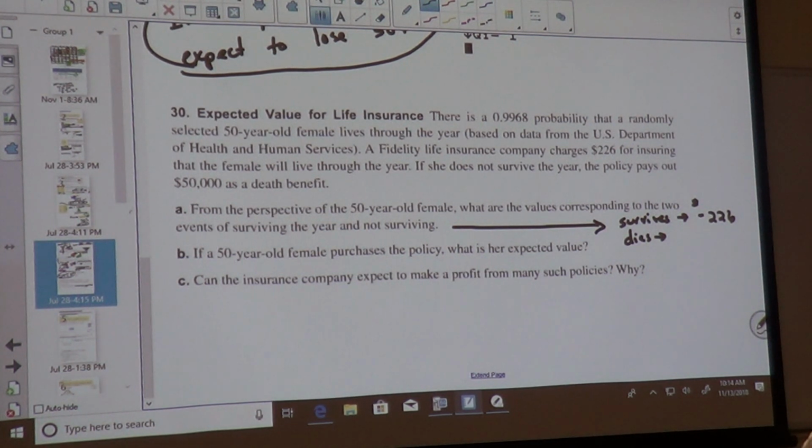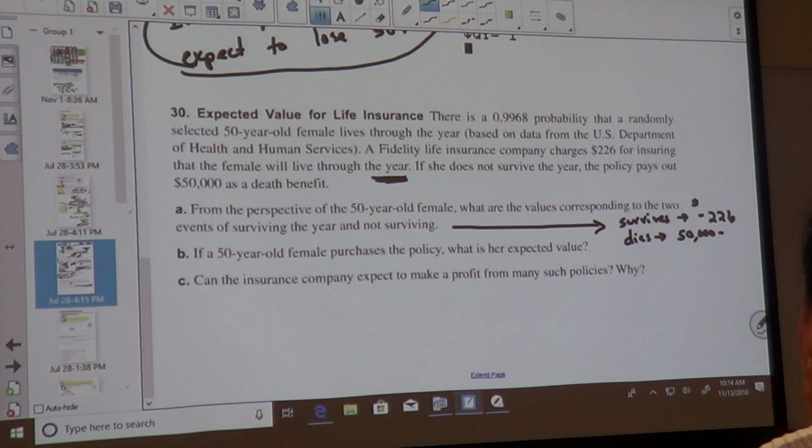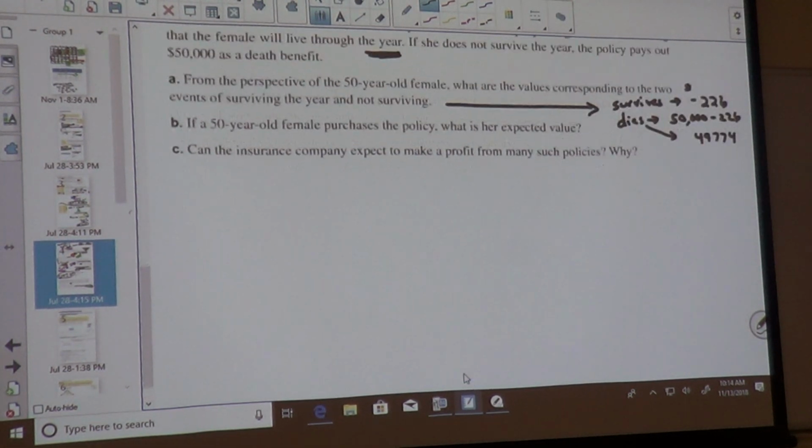So would you subtract monthly, or just the 226? It's going to be $226 for the year. So it's going to be the $50,000 minus the $226 because she paid that at the beginning of the year and she died somewhere during the year. So $50,000 minus the $226 gives me that if she dies, there's going to be $49,774. We good? So that's part A's answer.